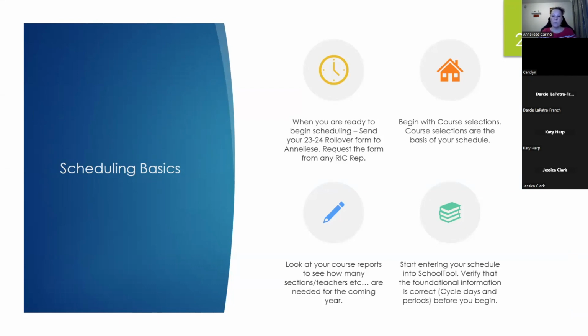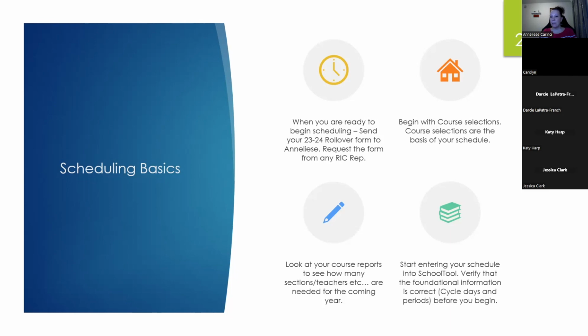Some people like to roll over their master schedule, and some people like to just start from scratch, from a blank schedule. So I like to get all that information, if you're changing cycle days, things like that. I just get that in writing, then I can have it to refer to later if I do something wrong.